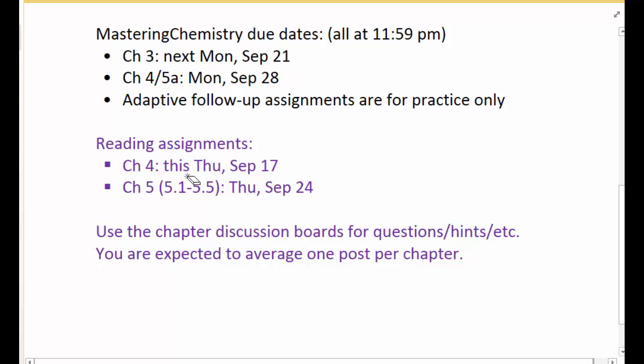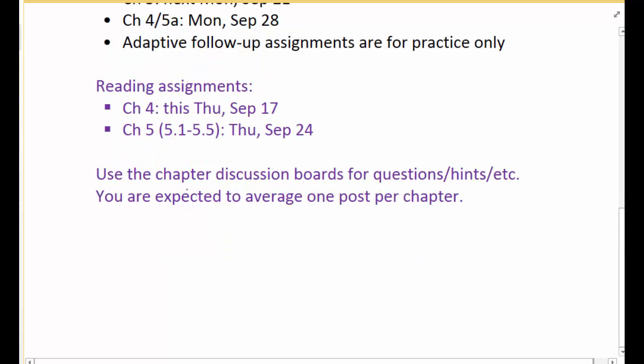We're going to start Chapter 4 this Thursday. So have at least the first half or so of Chapter 4 read in your textbook, so you're ready to discuss that with us. Don't forget the discussion boards for if you're running into any issues or if you want to offer any helpful hints or advice.